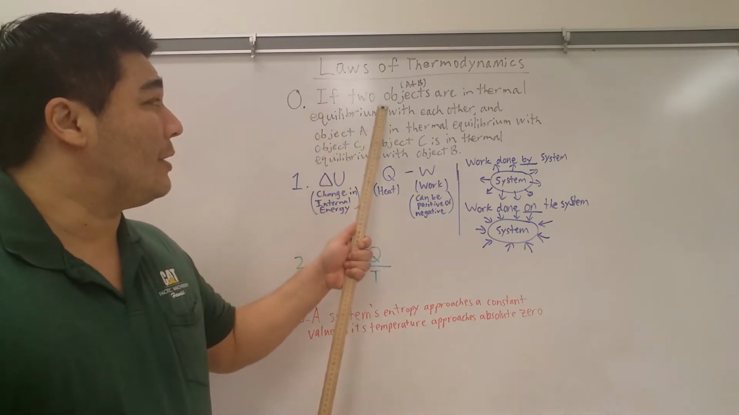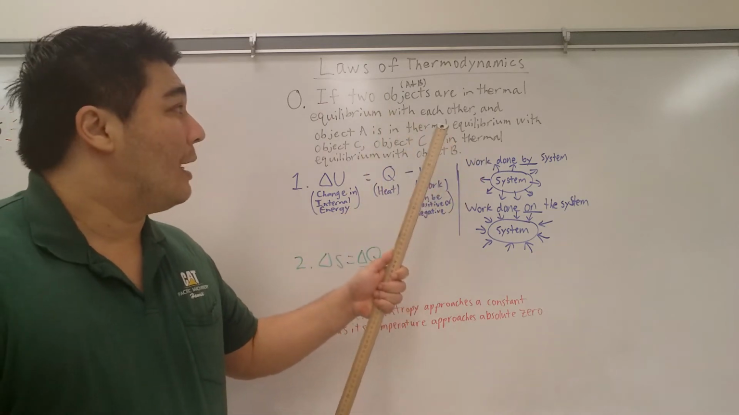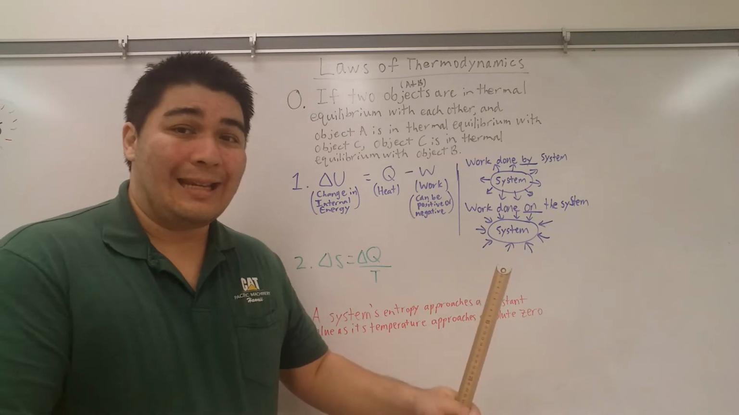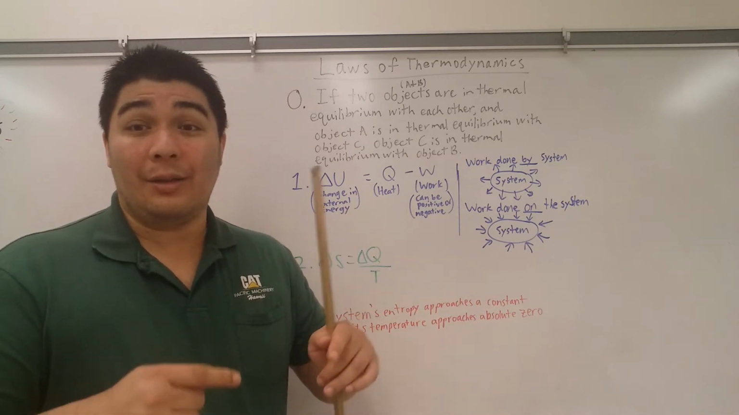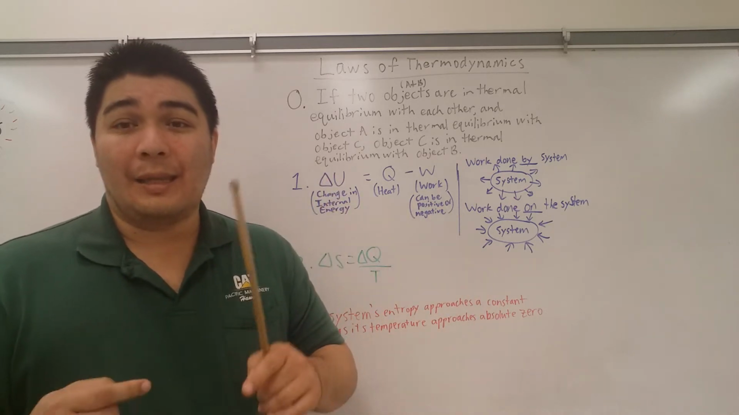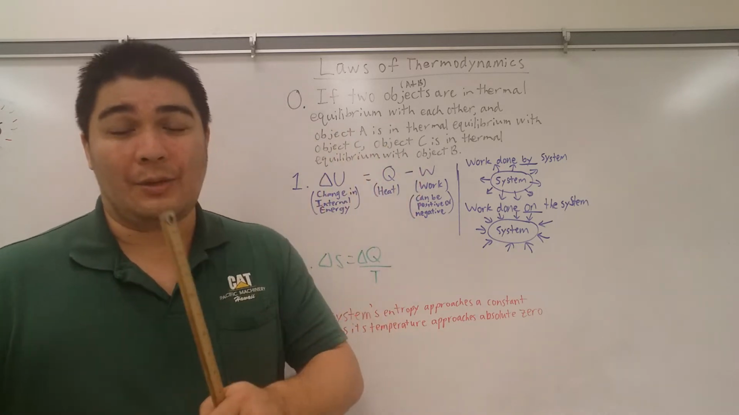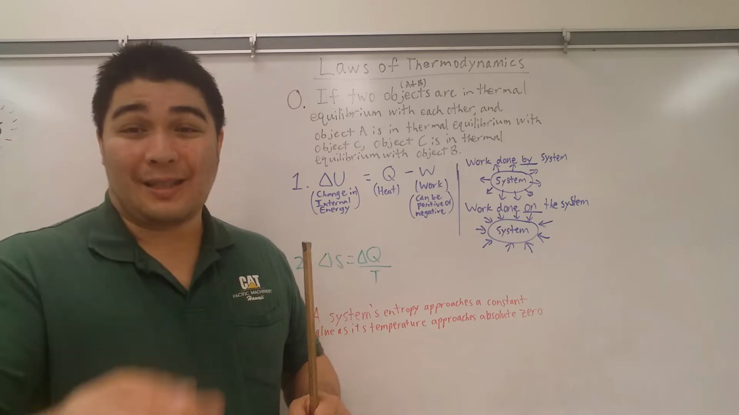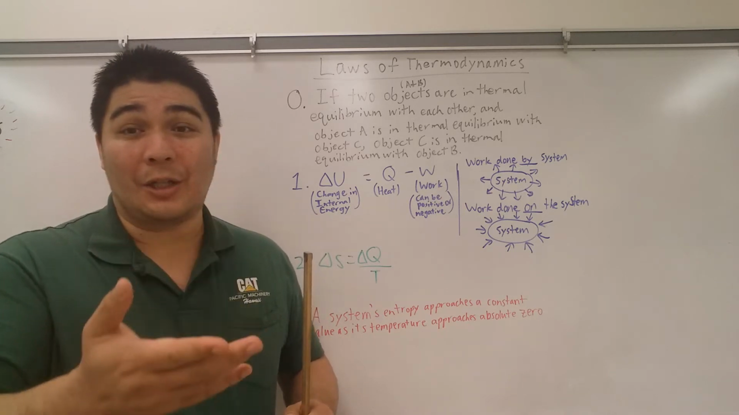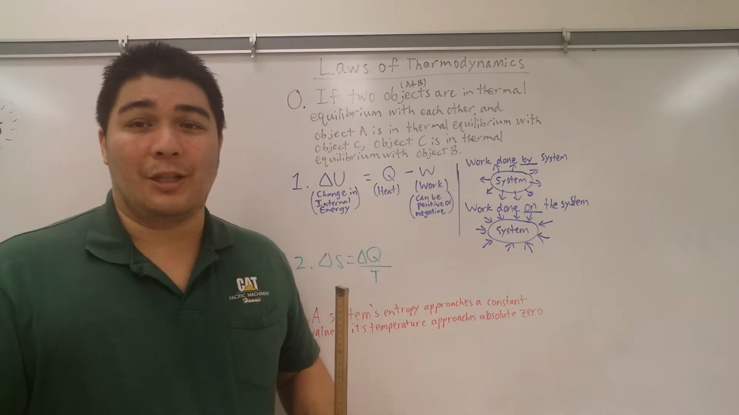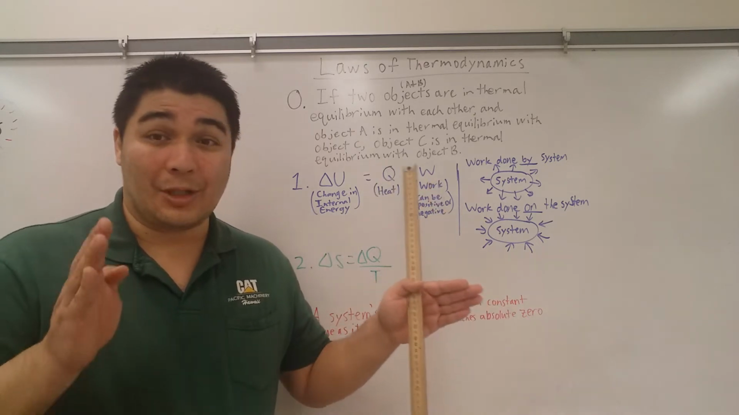So if you've got 2 objects, and we'll call them A and B, that are in thermal equilibrium with each other, and object A is in thermal equilibrium with another object, object C, then object B must therefore be in thermal equilibrium with object C as well. Even though you don't have to measure them together, you would know that they are in thermal equilibrium with each other just because of A and C.